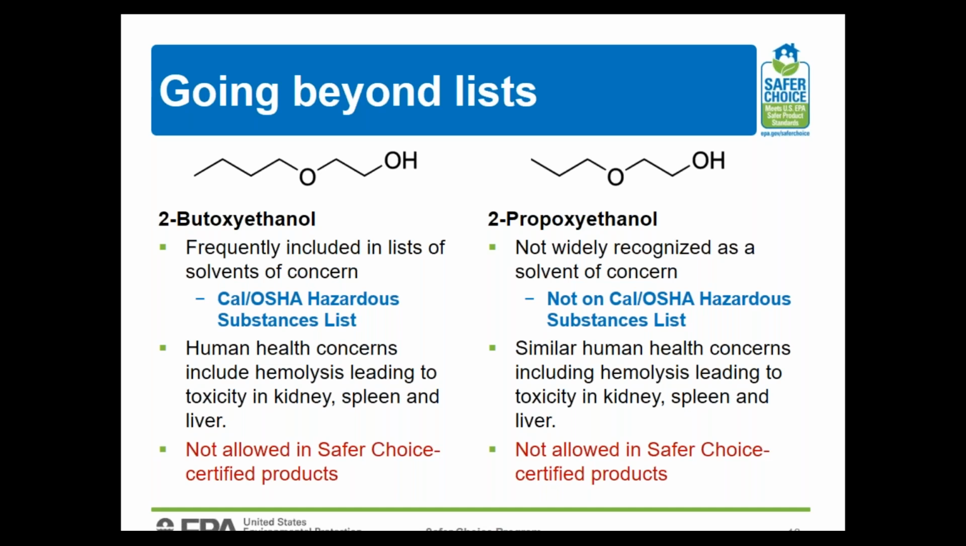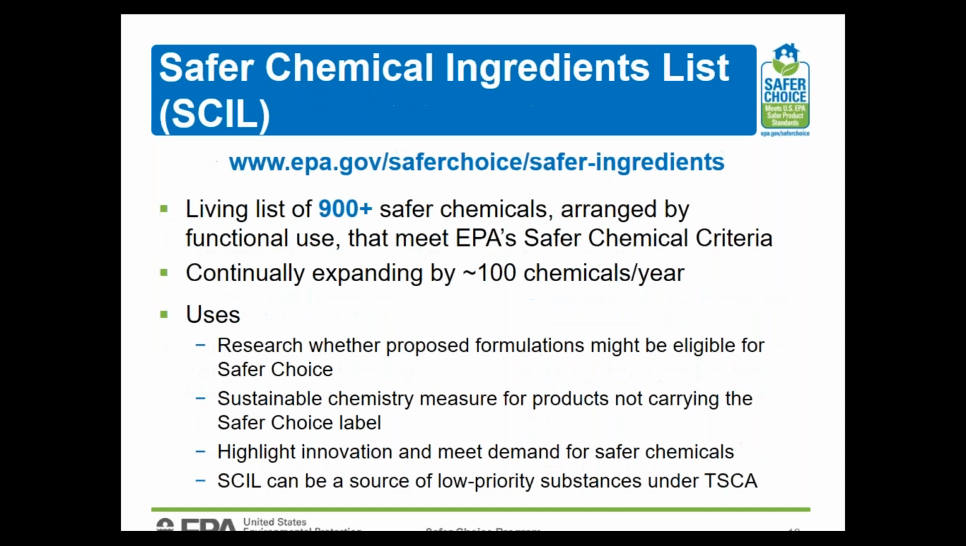And to do so, we developed a very unique tool, our Safer Chemical Ingredients List. And Randy is going to tell you a little bit about that. So our Safer Chemical Ingredients List, or SCIL, is a living list of right now over 900 safer chemicals arranged by functional use that have been shown to meet our safer chemical criteria and that we've determined to be safer than traditional chemical ingredients in that space.